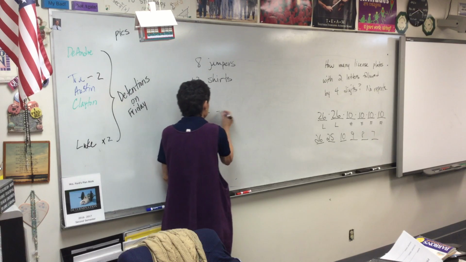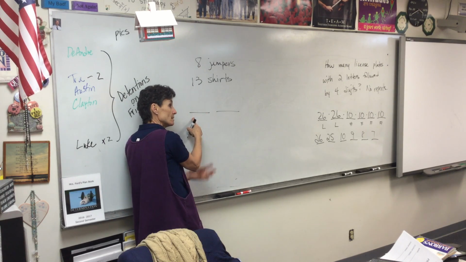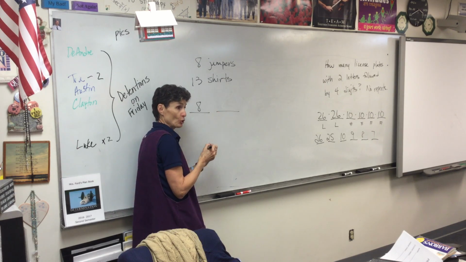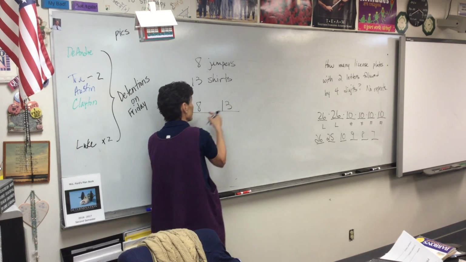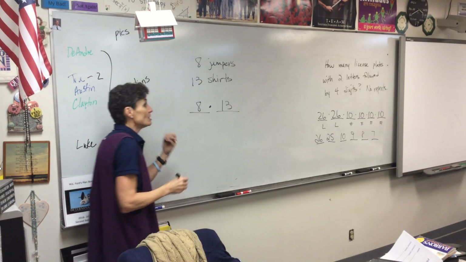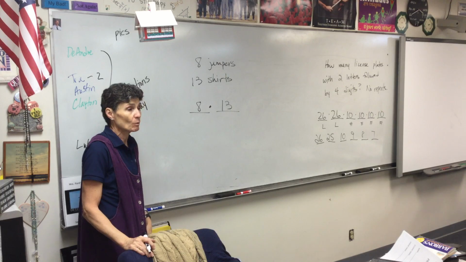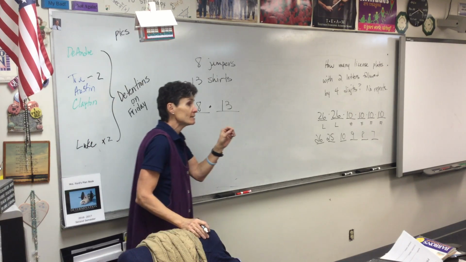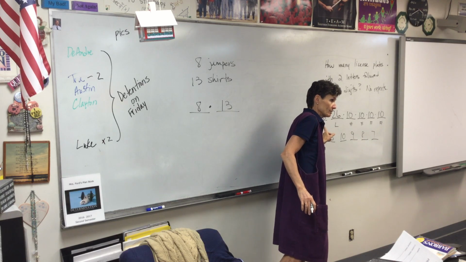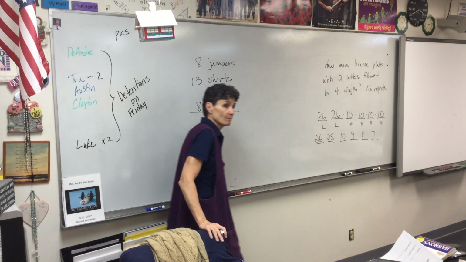Well, I gotta pick a jumper. How many choices do I have? 8. And then I gotta pick a shirt. 13. And what am I gonna do with these two numbers? Multiply them together. So that's how many outfits I would have. It is exactly the same as picking a number and picking a letter. It's exactly the same thing.